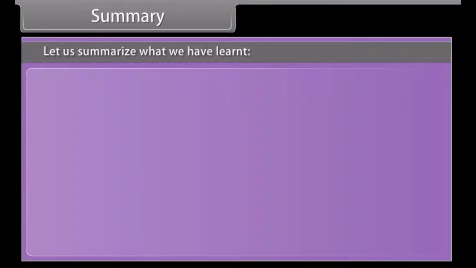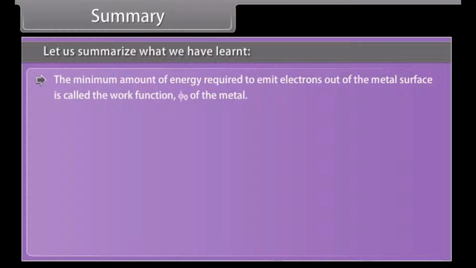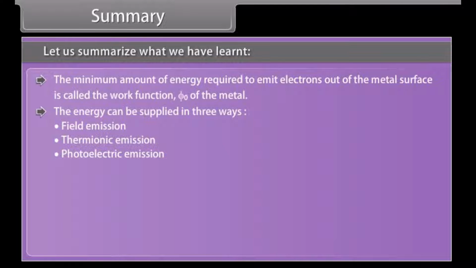Summary. Let us summarize what we have learned. The minimum amount of energy required to emit electrons out of the metal surface is called the work function phi 0 of the metal. The energy can be supplied in three ways: field emission, thermionic emission, photoelectric emission.